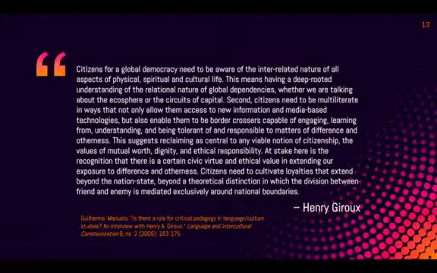Giroux wrote, "Citizens for a global democracy need to be aware of the interrelated nature of all aspects of physical, spiritual, and cultural life. This means having a deep-rooted understanding of the relational nature of global dependencies, whether we're talking about the ecosphere or the circuits of capital.